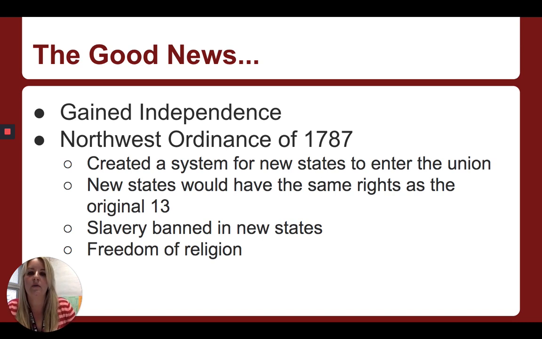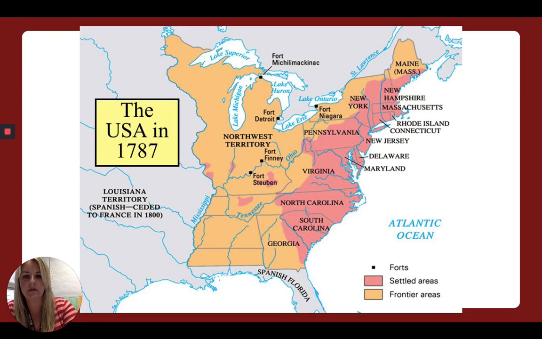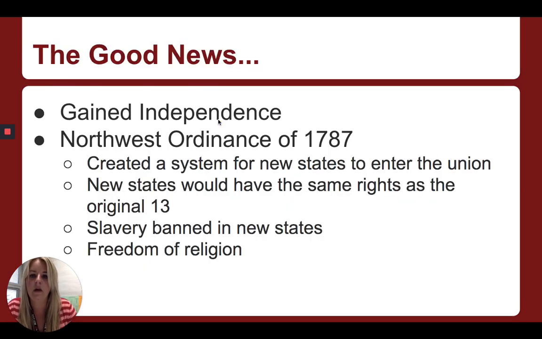The other thing that we got in there was a system for how to organize the unorganized areas, all those orange areas in that map. Specifically looking at this area we call the Northwest Territory at that time. Of course, now we call it the Midwest. Right, here we are, right here. It's going to create a system for new states to enter the Union.